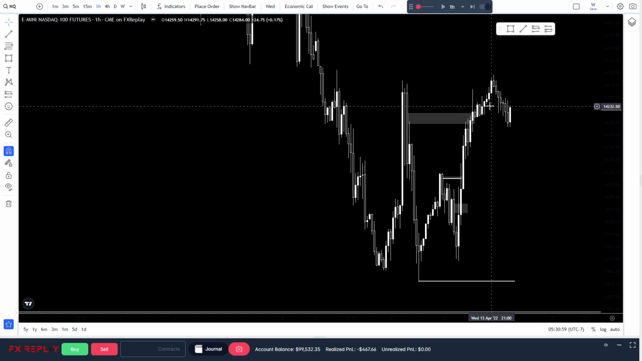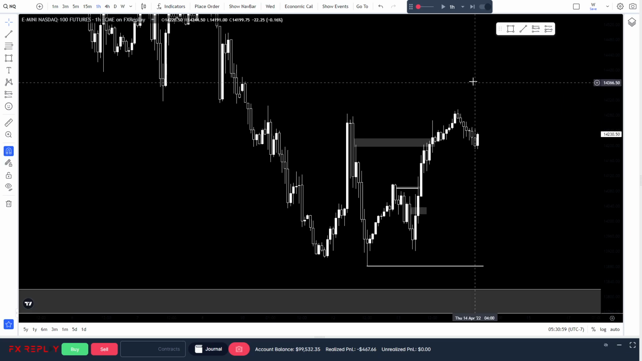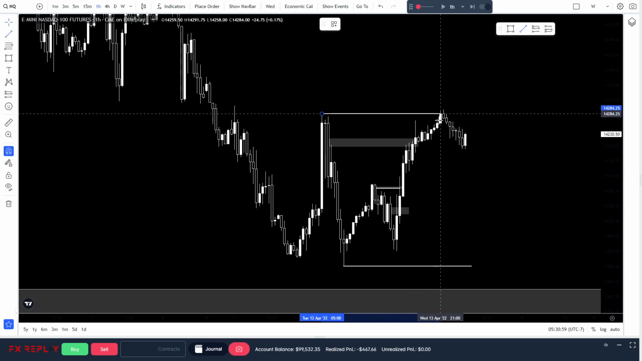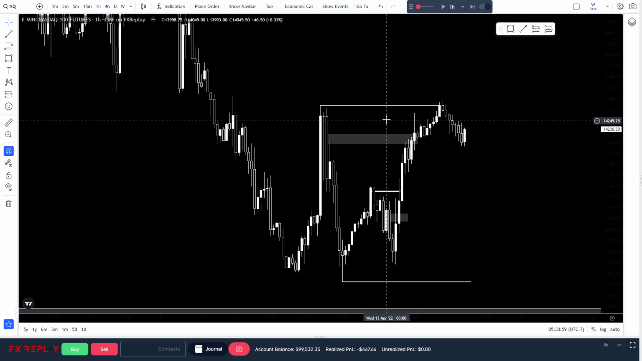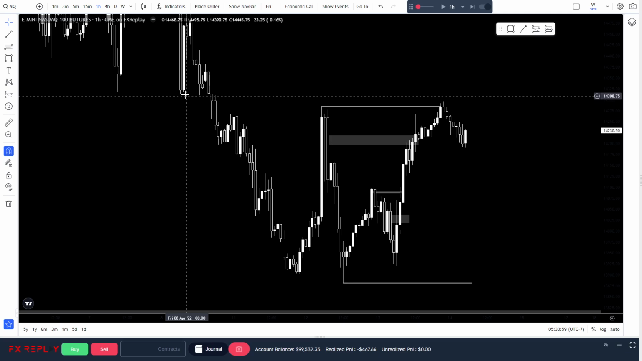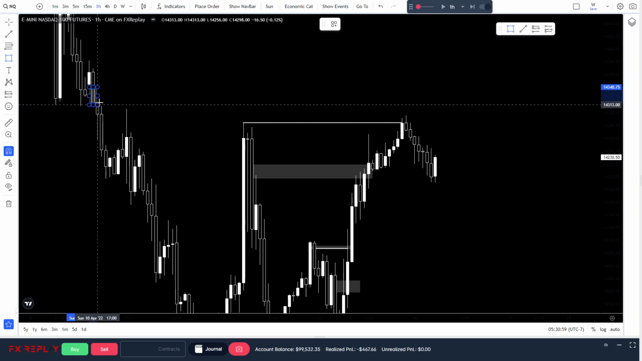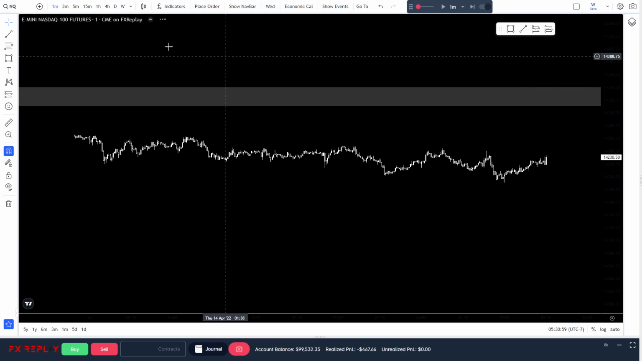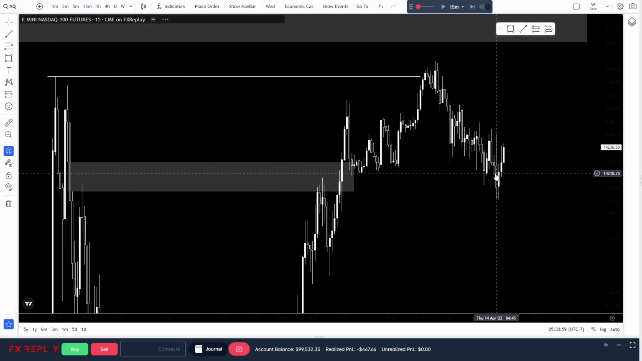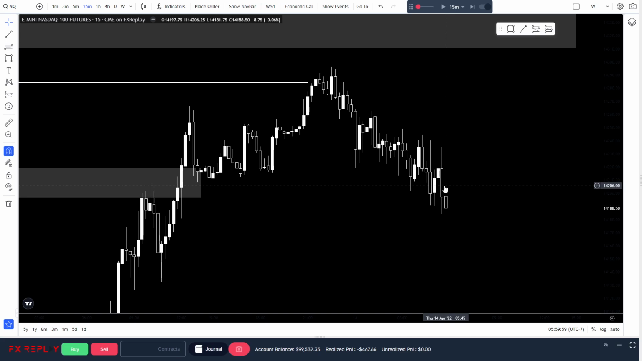So hourly has done nothing overnight. However, we did sweep this major high here. Kind of wish we pushed into this too. That'd be cleaner, but it's okay. All right, this is horrible price action. Let's skip to 630.